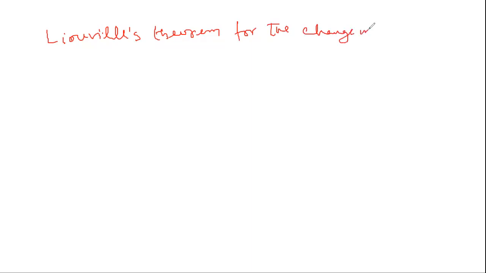In the last lecture, we discussed Liouville's theorem. We will continue with that. So let me write. Liouville's theorem, for the change in density with time. This is our today's topic.